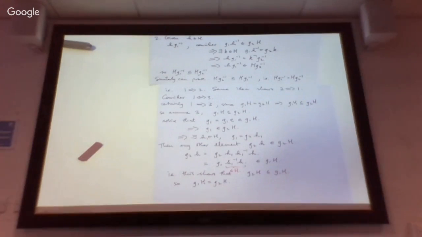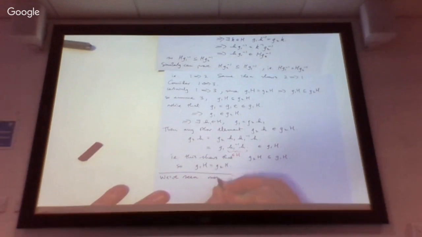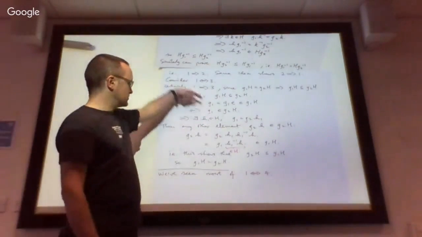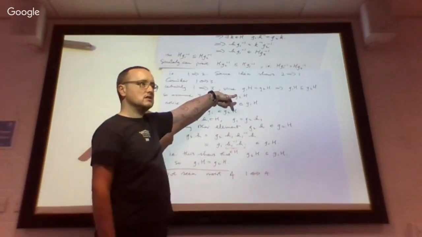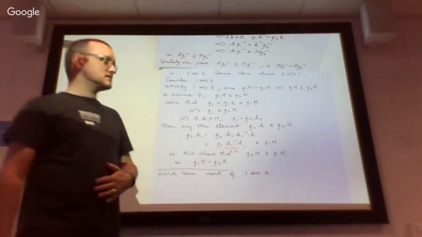The other equivalences can be proved in a similar way. We've seen most of 1 being equivalent to 4 there, I think. The crucial step in the proof here was showing that once you had one element being in the coset of another one, then it actually must be that the two cosets are the same.